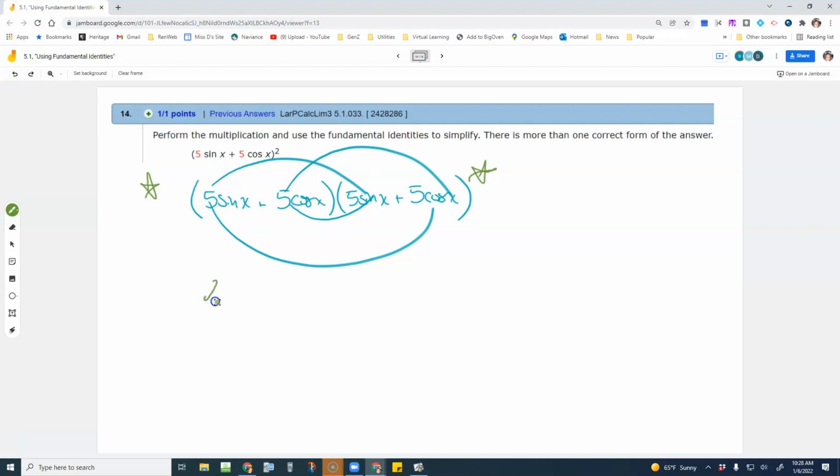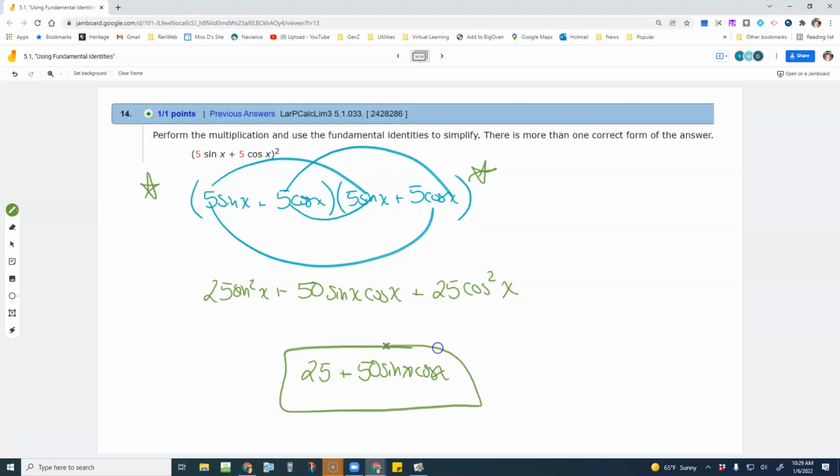You end up with 25 sine squared plus, I have 5 times 5 is 25, but I have 2 of those, so 50, sine cosine. Commutative property of multiplication, sine cosine is the same as cosine sine. And then 25 cosine squared. So how on earth is the answer 25 plus 50 sine x cosine x? How is that the answer?